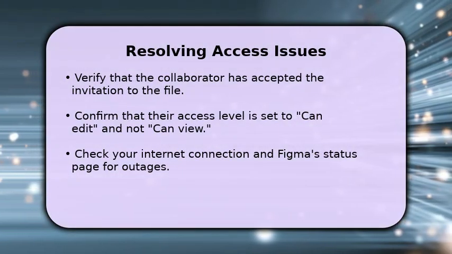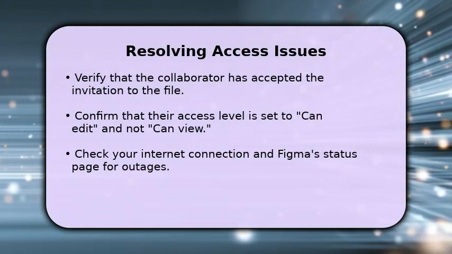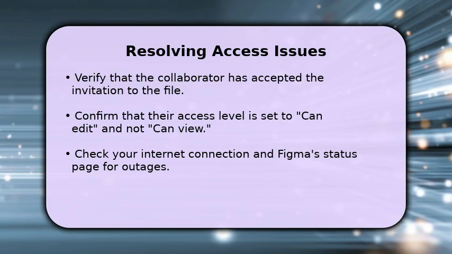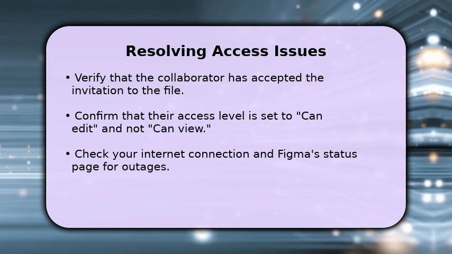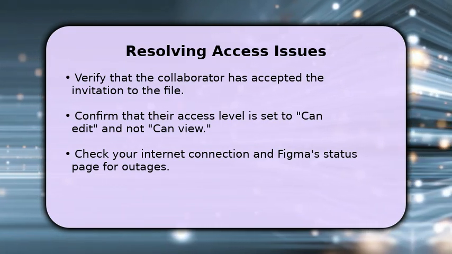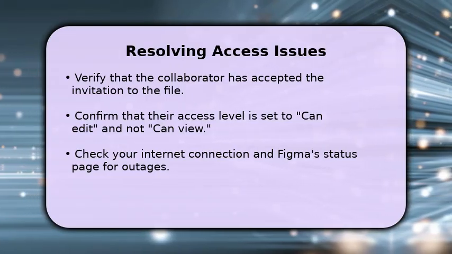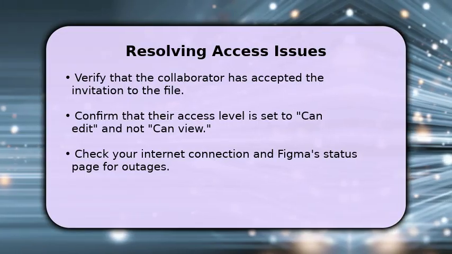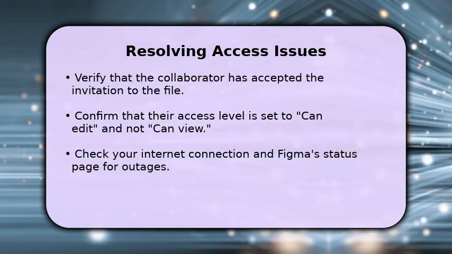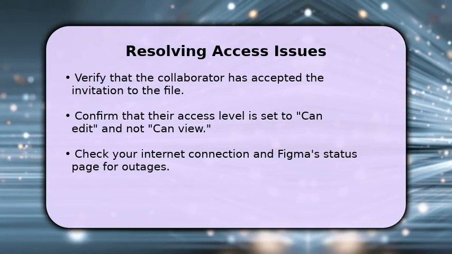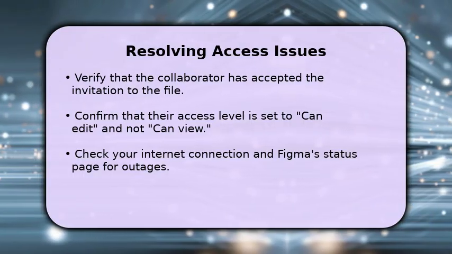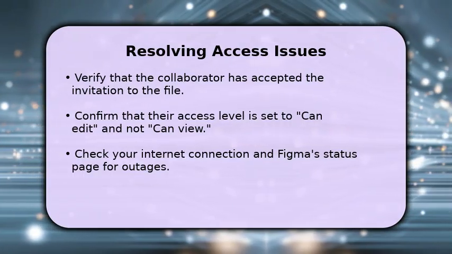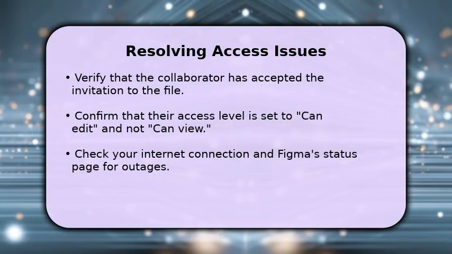If a collaborator is having trouble editing, there are a few quick checks. First, confirm they've accepted the invitation and that their permission is explicitly set to Can Edit. Sometimes, a simple refresh of the browser or desktop app can resolve minor glitches. Also, ensure your internet connection is stable. Clear communication with your team about access expectations can prevent many common issues.